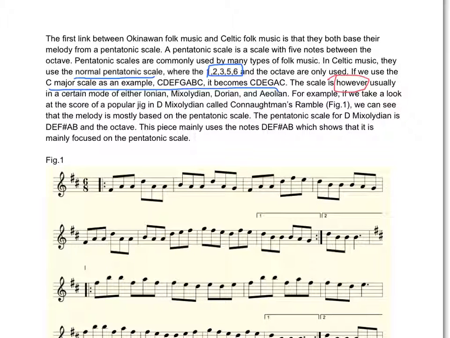Also, basically, all of those modes are the only possible modes of 1, 2, except for Phrygian is not there. So I guess you could say, aside from Phrygian, we use all the modes of the pentatonic scale.